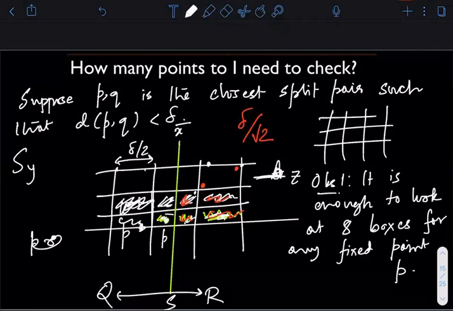So that is the beauty of all this. This is all in your mind. This is just for the correctness proof. You don't need grids and everything in order to implement. Okay. Any more questions?